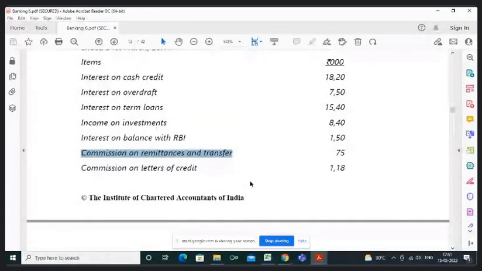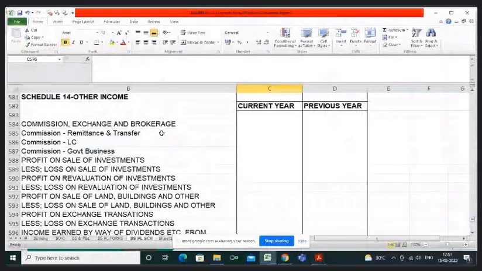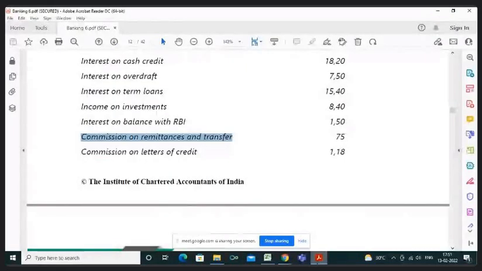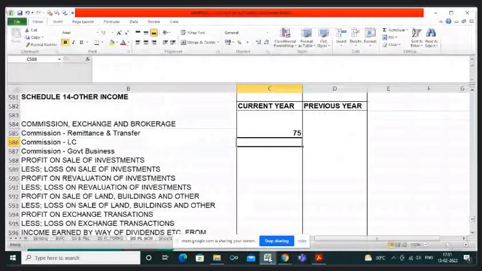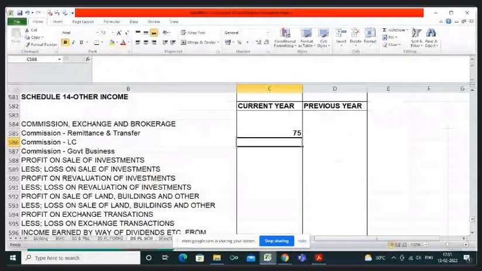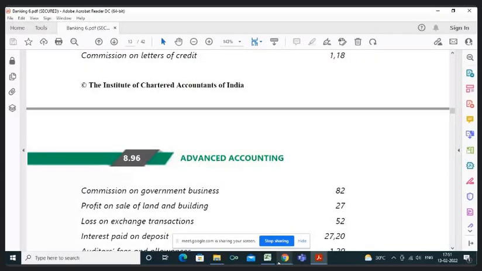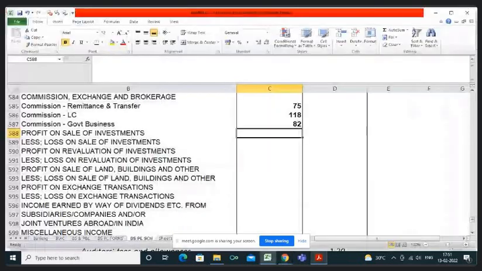Commission on remittance and transfer, we have 75. Then commission on LC, that is letters of credit, shortly called LC, 118. And commission from government business, it is 82.